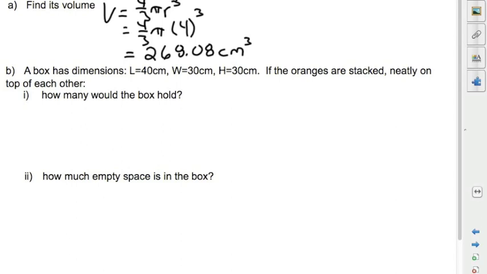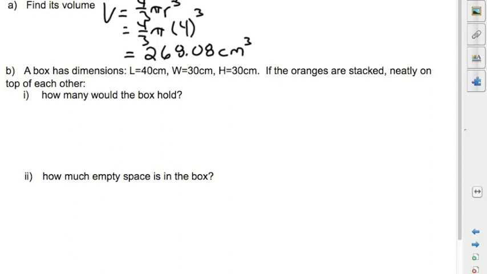So the question is, given a box with these dimensions, 40 centimeters by 30 centimeters, and then a height of 30 centimeters, we're going to stack oranges in this box. So the first question is, how many oranges would this box hold? That's by the volume of the box. Well, do the oranges fit nicely? No, you have to have more than one.